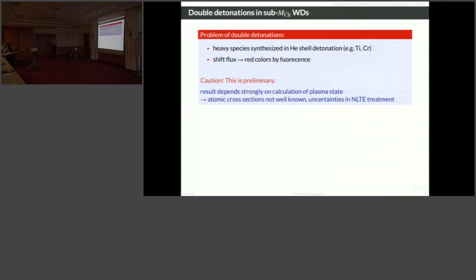But one has to caution here again, because this is preliminary. The results from the radiation transfer depend strongly on the calculation of the plasma state. And there are great uncertainties here with the treatment of the non-local thermal equilibrium, and also the atomic cross-sections are not all known. So we have incomplete atomic data here only. So therefore, this is what we actually arrive at as a conclusion at the moment, but this may still change with improvements to the radiation transfer calculations.